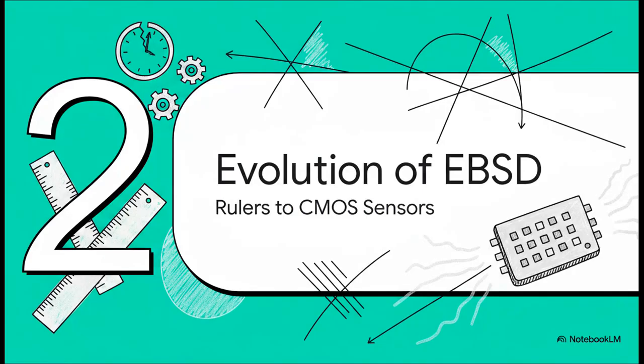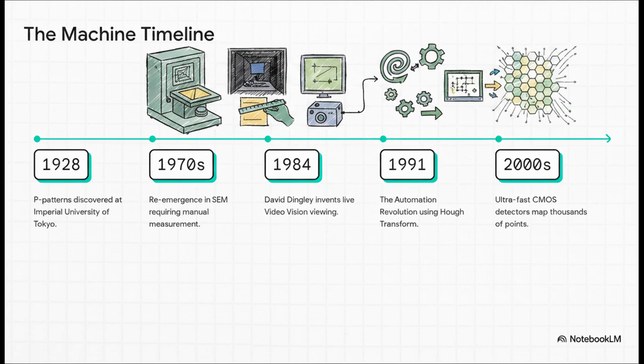Moving right along to part 2, the evolution of EBSD, from rulers to CMOS sensors. You might think a discovery like that would immediately change the world overnight. But honestly, for nearly 50 years, analyzing these patterns meant sitting alone in a dark room, manually measuring lines on a photograph with a physical plastic ruler. Yeah, not exactly fun. Looking at the timeline here, things finally got moving in 1984 when David Dingley invented live video viewing inside the microscope. Then came the huge automation revolution of 1991, which ultimately paved the way for the ultra-fast CMOS detectors we use today that can literally map thousands of points per second.